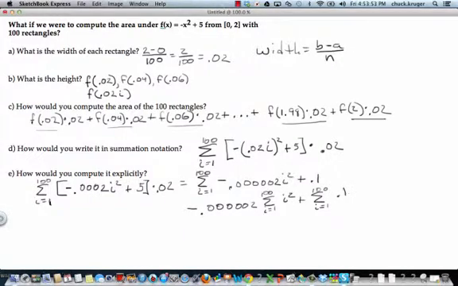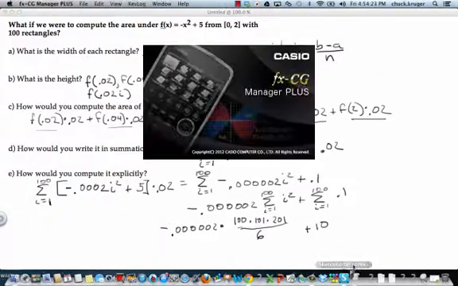Now this would be the easiest. That's just a product, so it's 100 times 0.1, which is 10. And over here I'm going to have a negative 0.000002 times 100 times 101 times 201 divided by 6. Okay, so I'm going to bring that out to my calculator, because that's quite a bit for me to figure out.